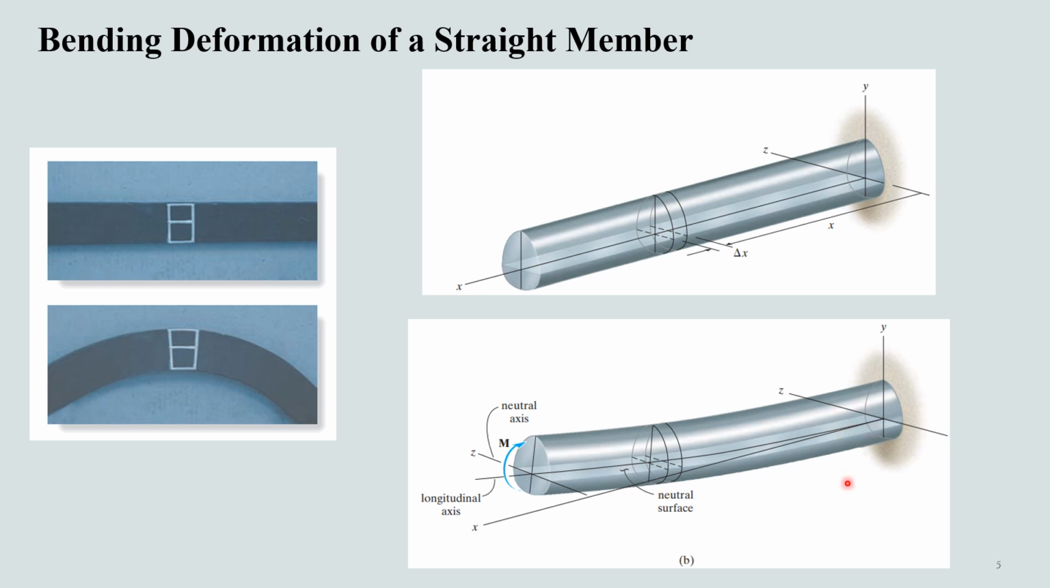In order to show how this distortion will actually strain the material, we'll have to isolate a segment of the beam located at a distance x from the origin. If we consider this end of the beam as the origin, then we'll have to consider this small segment of thickness del x, and we'll see how this distortion will actually strain the material by considering this small segment in the next slide.